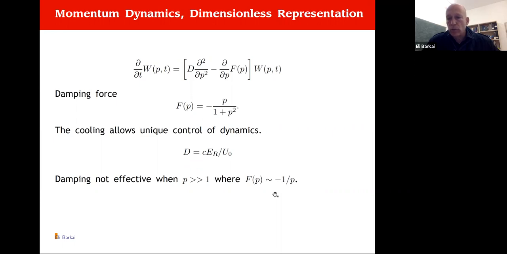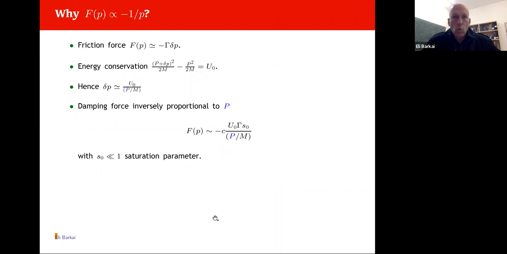1 over momentum, the friction is very weak at high momentum. So why do we get 1 over velocity instead of linear in velocity? Why is this friction like this? This is a hand-waving argument. So what is this friction force? You have some rate and you have some delta P. Delta P is the loss of momentum in one kick due to one emission of a photon.